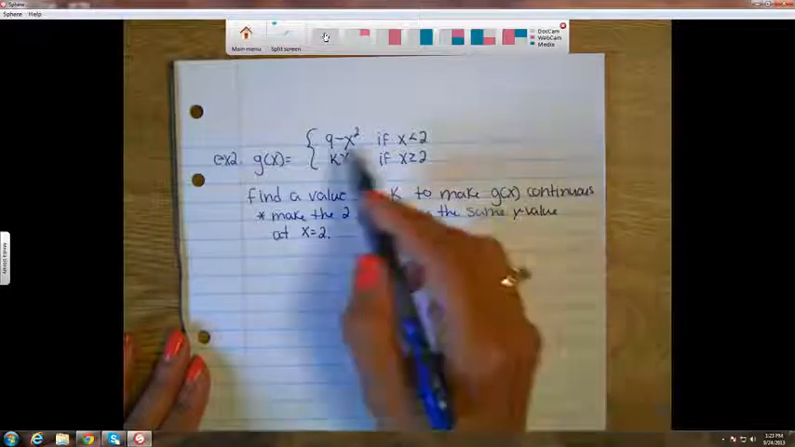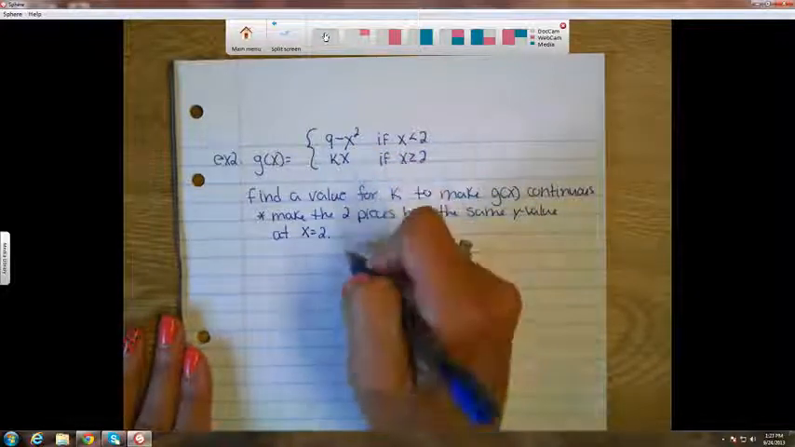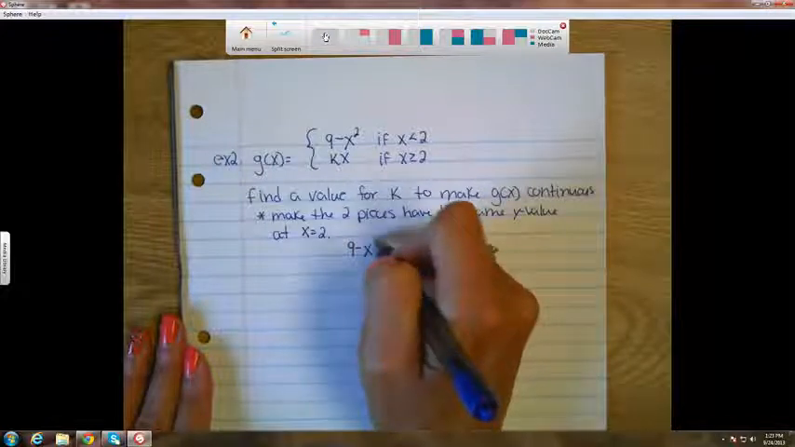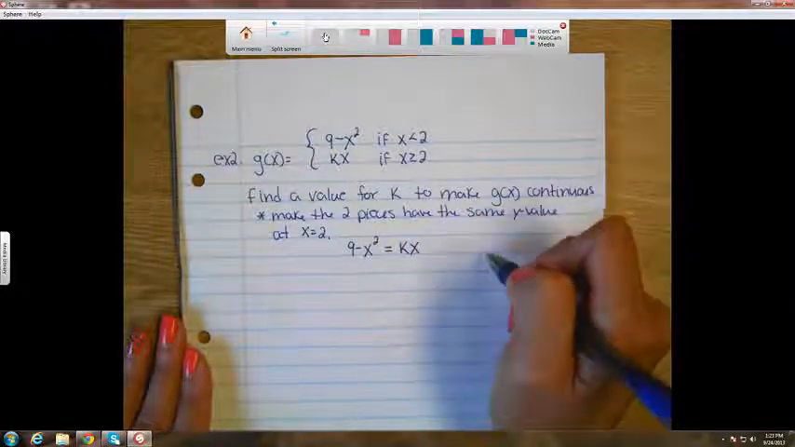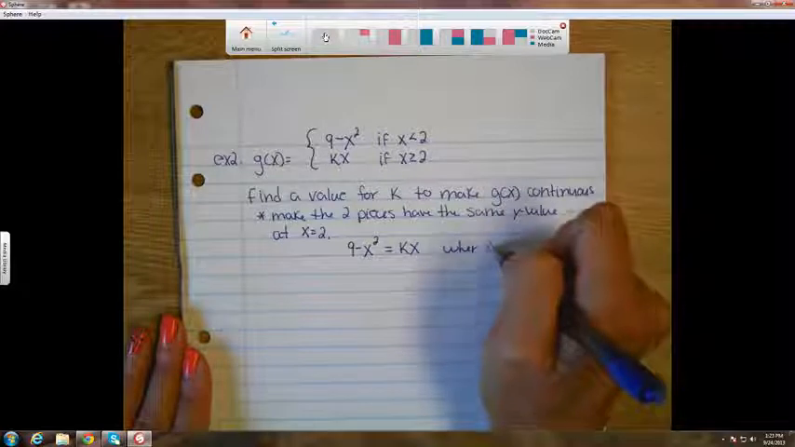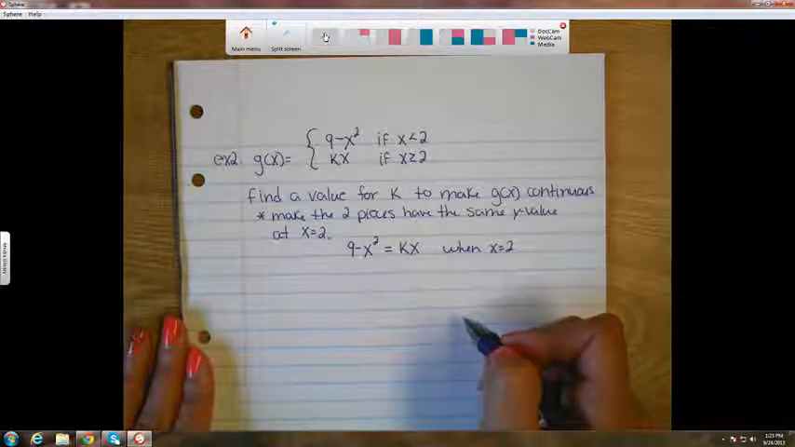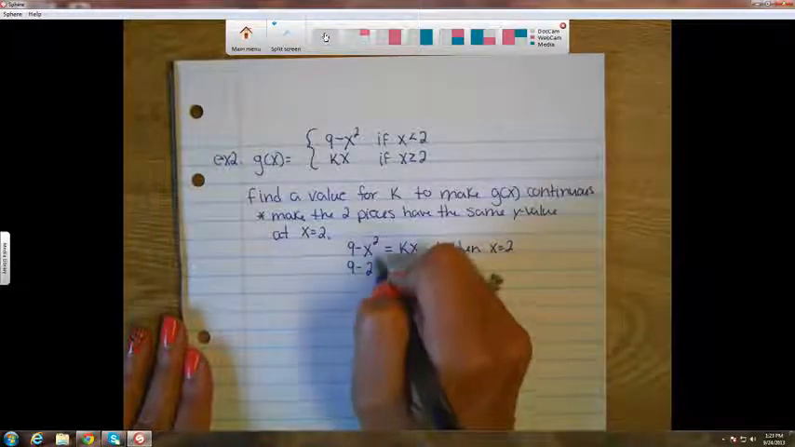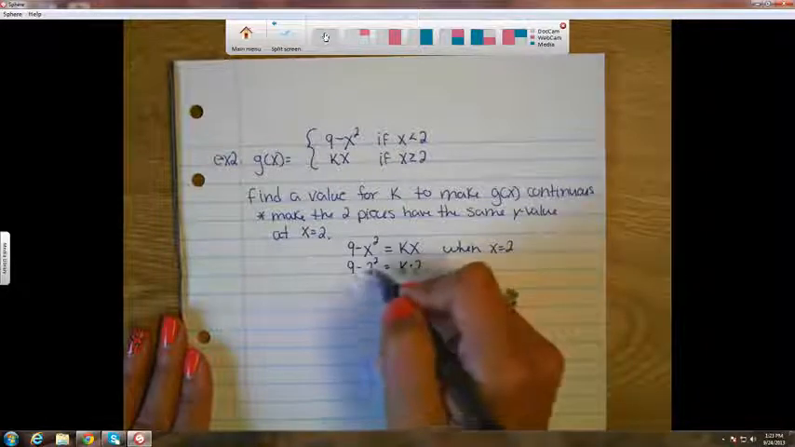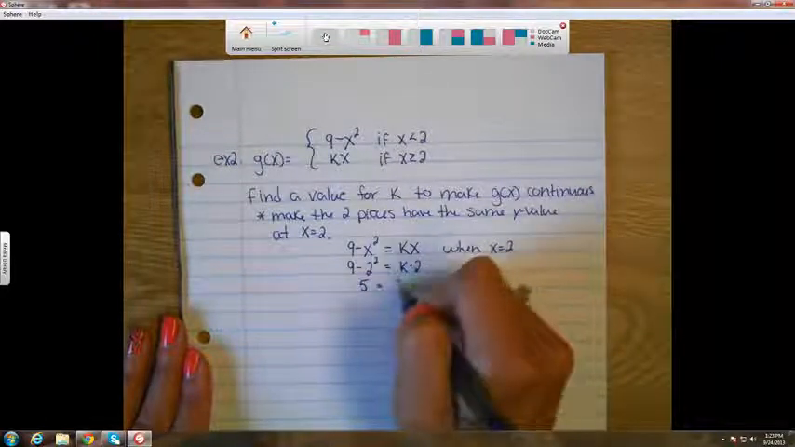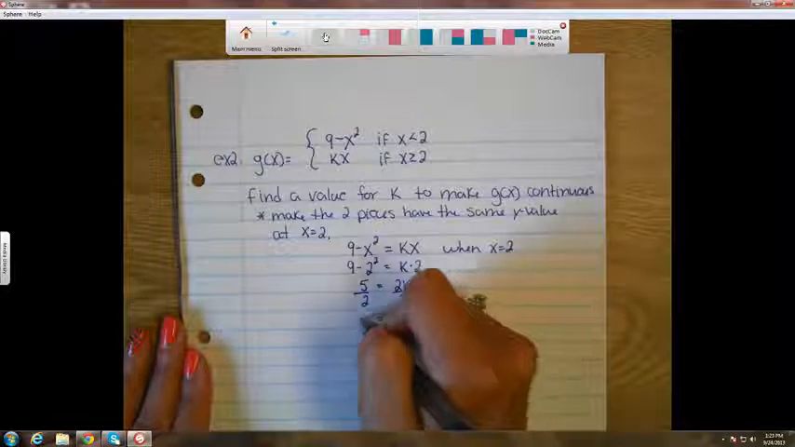Well, remember, each of these expressions gives you a y value if you plug the x in. So all I need to do is set these equal to each other. So I need 9 minus x squared to have the same value as k times x when x equals 2. So if I just plug the 2 in for all the x's, that leaves just the k that I can then solve for. So it's 9 minus 2 squared equals k times 2. This will be 9 minus 4 is a 5. This is 2k. Just divide by 2. k equals 2.5.